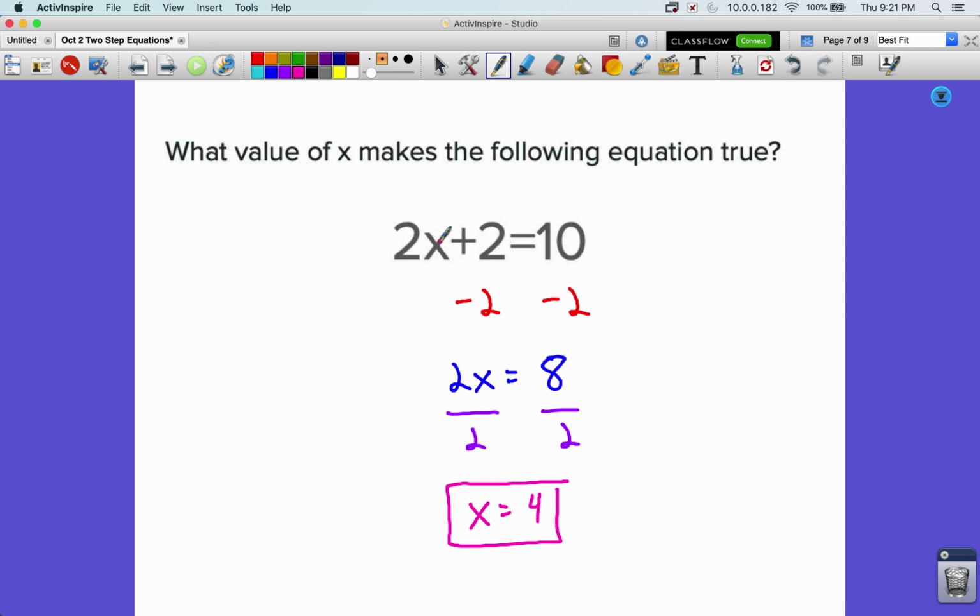If you divided by 2 first and then subtracted 2, you get the wrong answer. We have to undo it in the right order.